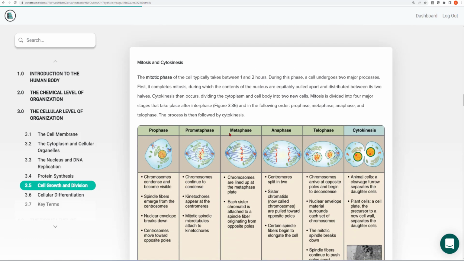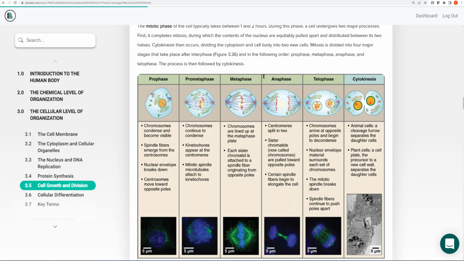Let's take a look at mitosis. So mitosis is a relatively quick phase. It's just a couple of hours for everything we're about to describe to occur. So let's take a look at these stages of mitosis.